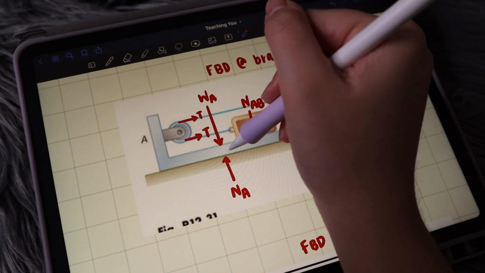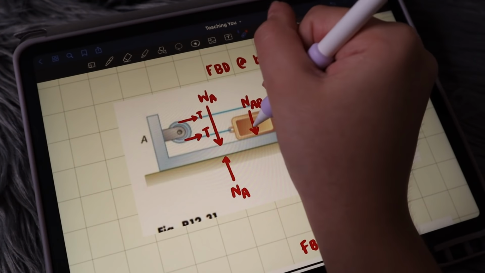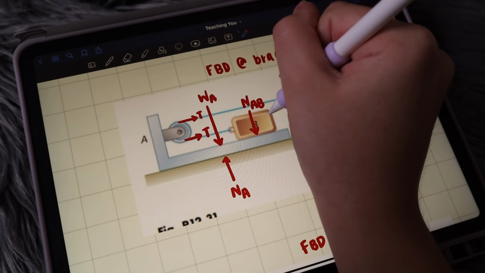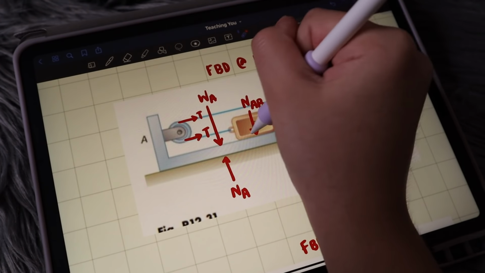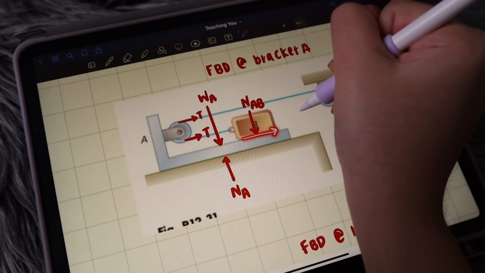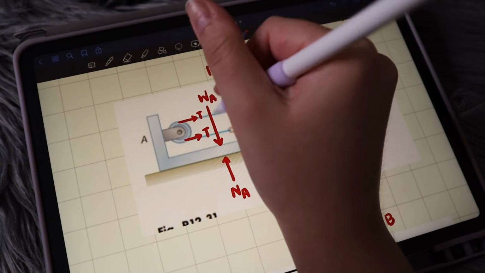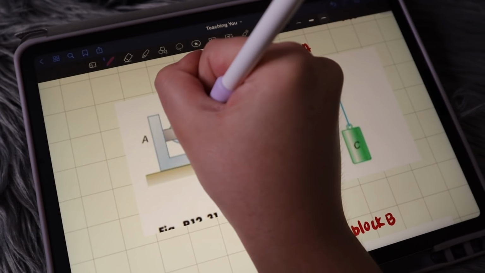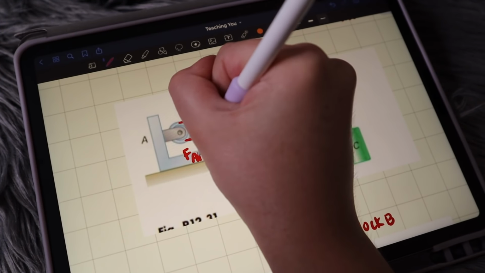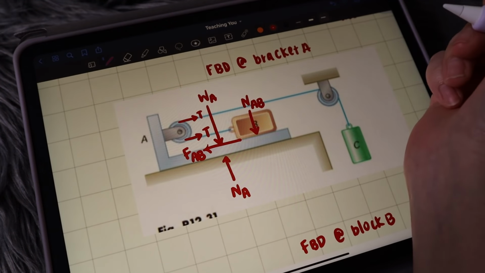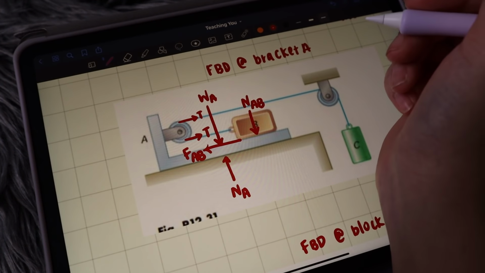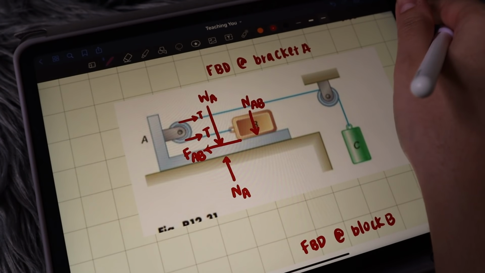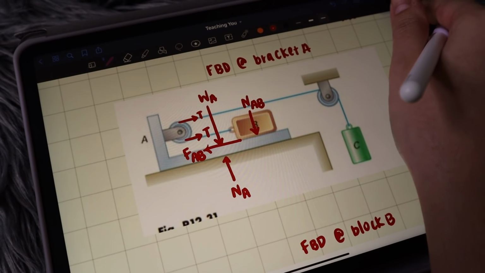Now A is going to feel an equal and opposite force of that friction. If B is feeling it to the right, then A is going to experience the friction force to the left. And we'll just call that friction AB. Okay, so that's pretty much all of the forces that A feels.